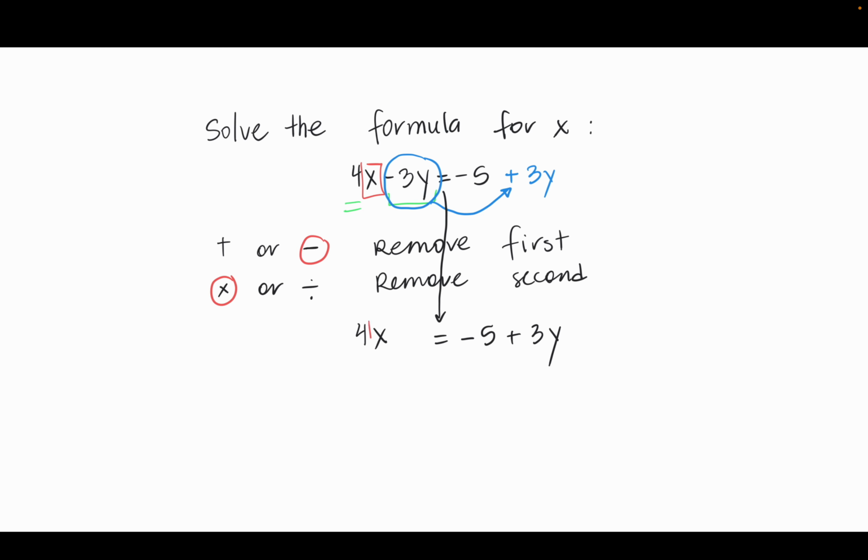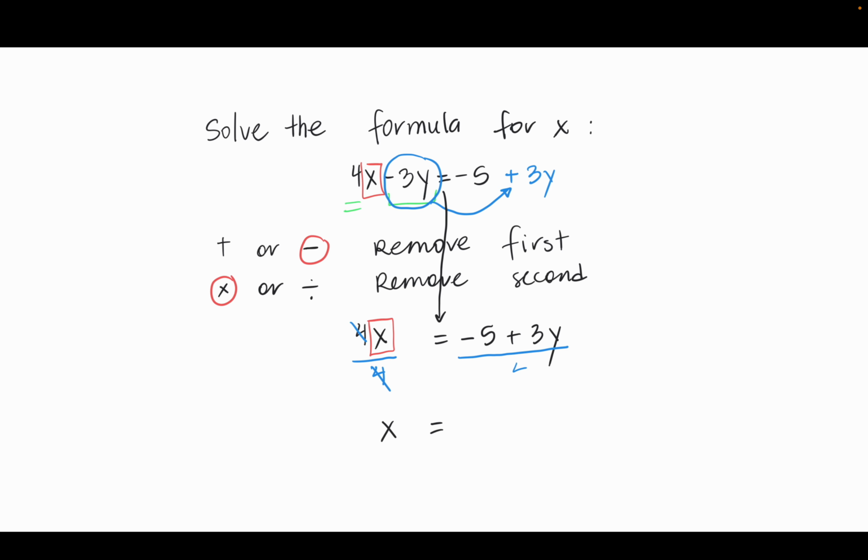Well, I still need my x to be by itself, so I need to remove the 4. Now 4 is multiplication, so to move it to the other side, I need to do the opposite, which would be division. So I'll divide this left side by 4, which cancels the 4's and leaves me with just the x, which is exactly what I wanted. Then my equal sign. And on the other side, you have two options. You can be dividing the entire side by 4, like so, and that would be your answer.